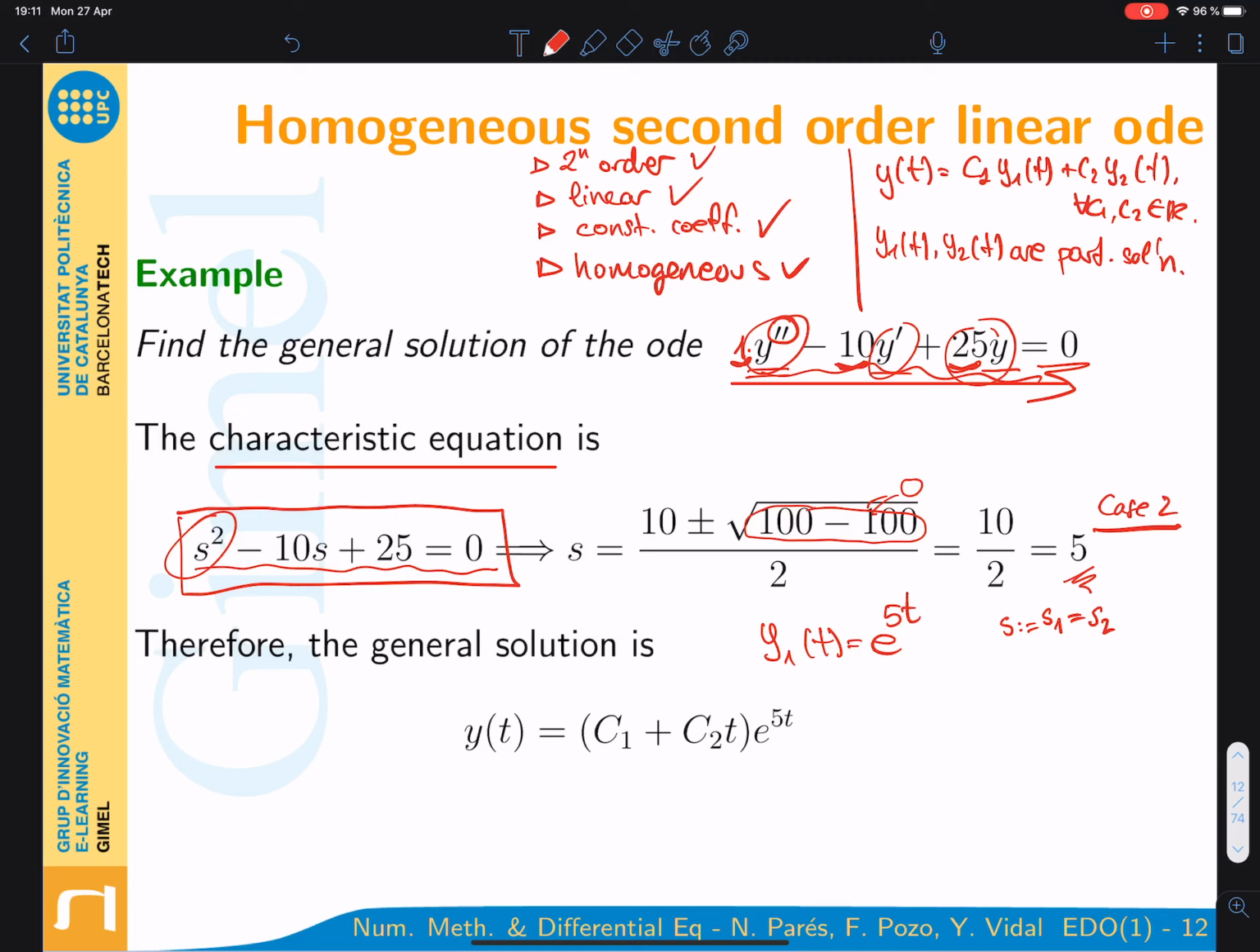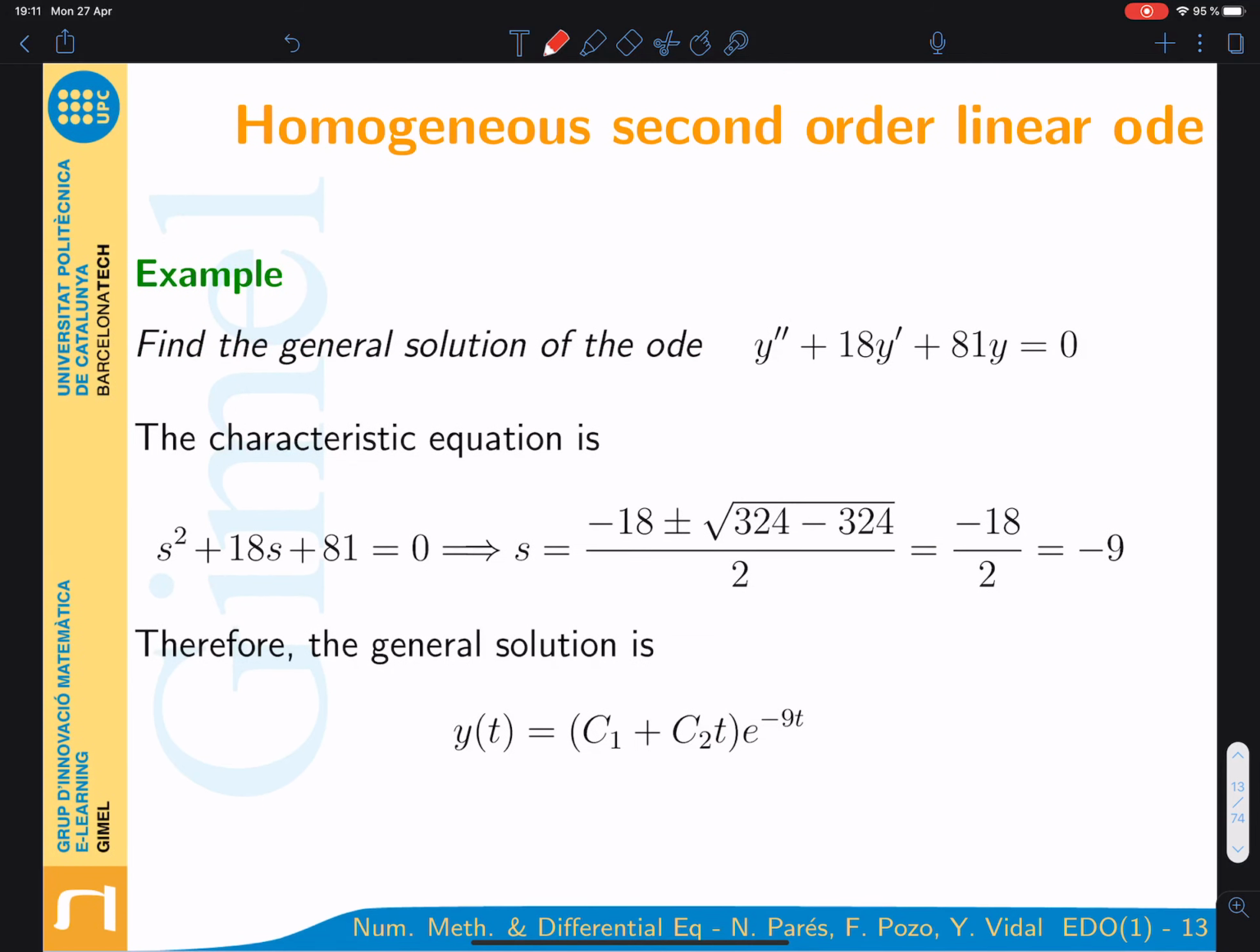Remember that we are proposing as solution the exponential of st. We are finding s by solving the characteristic equation. That's one solution, but I need another one. Well, we did in the previous slide the work to check that in general it's going to be true that just multiplying by t will be another particular solution. So, in fact, we have now two different particular solutions, the exponential and t times the exponential of 5t. So just doing a linear combination of them, we get the general solution of the ODE. So that's for case 2.